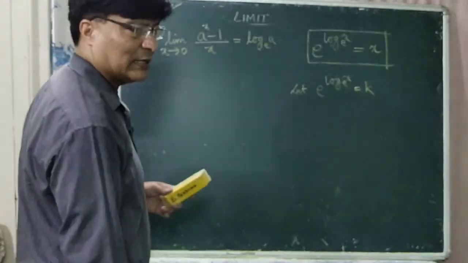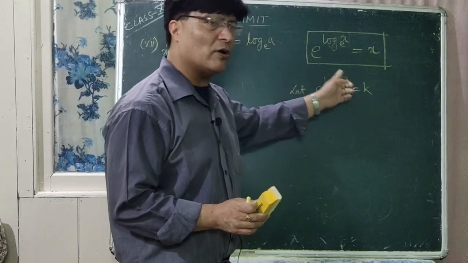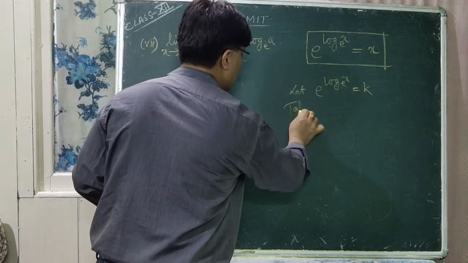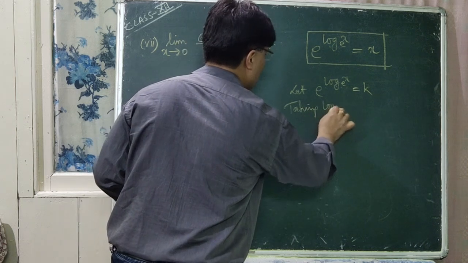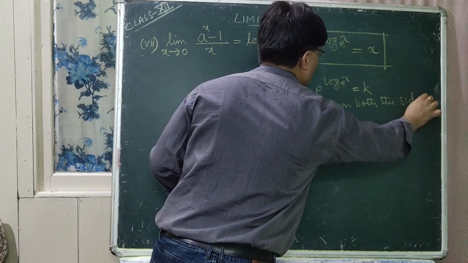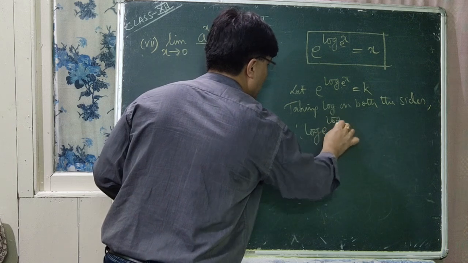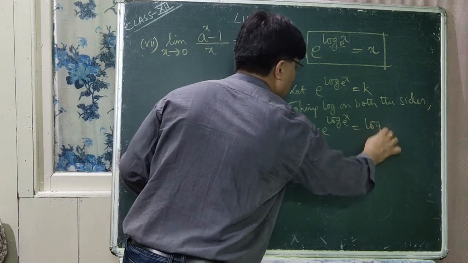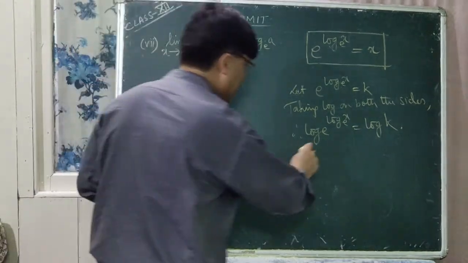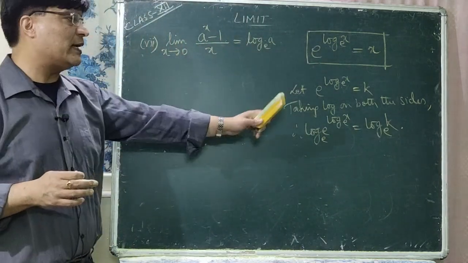Let us assume that e to the power log x base e is equal to k. Now we have to take log on both the sides. So taking log on both the sides, what do we get? That is log of e to the power log x base e is equal to log k. If there is no base written, the base is e. So write down base e.